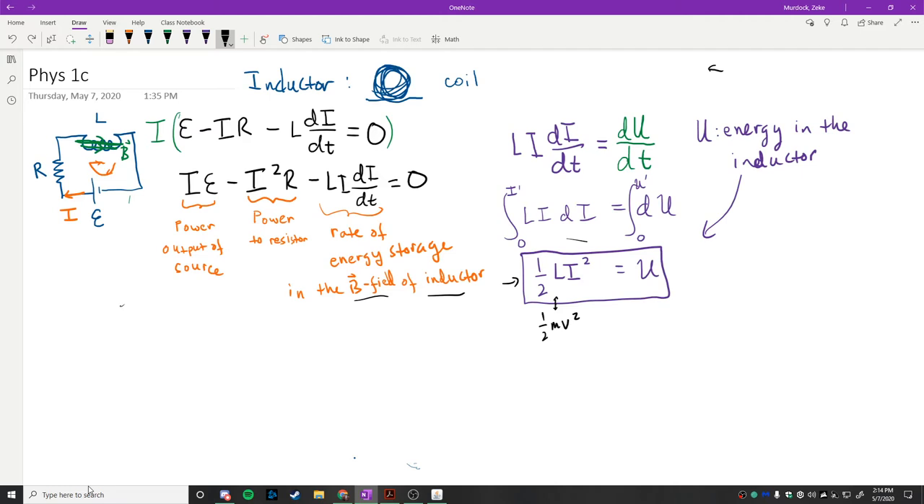So, we can look at a specific example of how this works. And by specific, I mean, let's look at a solenoid and actually calculate the energy in a solenoid. According to this expression, you have to take the inductance of the solenoid times the current squared and divide by 2, right? We saw yesterday what the inductance of a solenoid was.